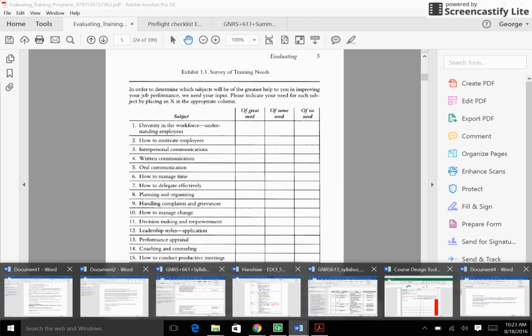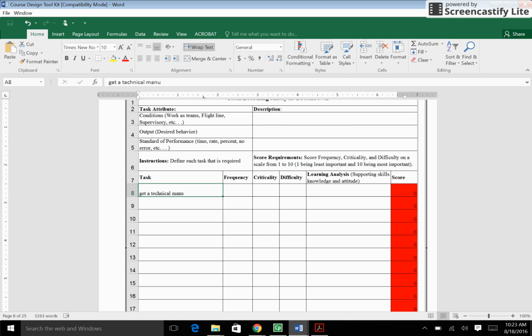For a task analysis, we look at specific tasks. Let's say, for instance, the reason we're conducting the training is that the defect rate is too high for building X widget. So we need to define the tasks required to build that widget. We get our SMEs and our population to define those steps, and then define the frequency, criticality, and difficulty.